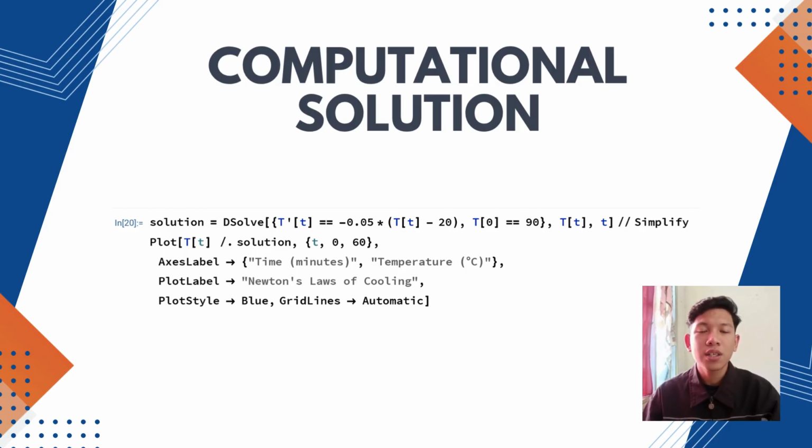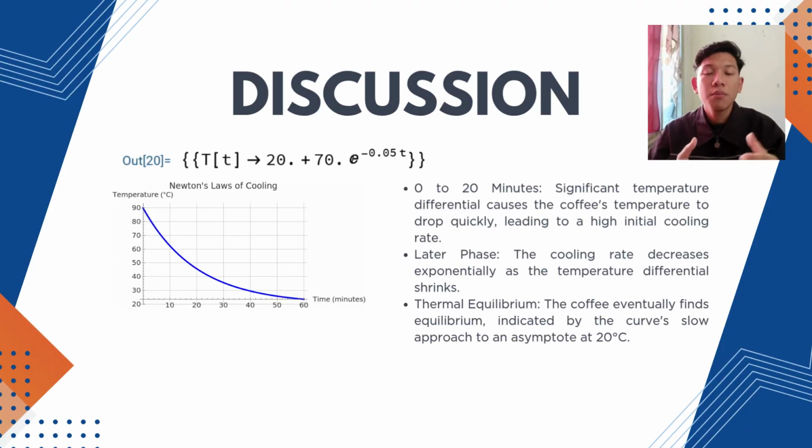Right below it, we call the standard Plot command. By passing our solved solution through a replacement operator, Mathematica automatically generates a beautiful vector graph over a 60-minute domain, complete with custom axis labels, plot styling, and grid lines. When Mathematica evaluates the system analytically, it produces the exact cooling model equation T(t) equals 20 plus 70 times e to the power of negative 0.05t.